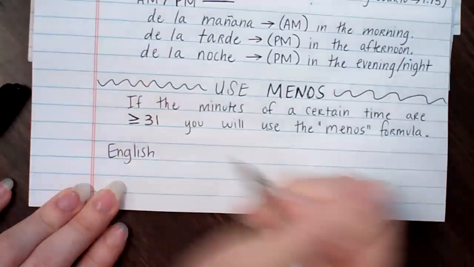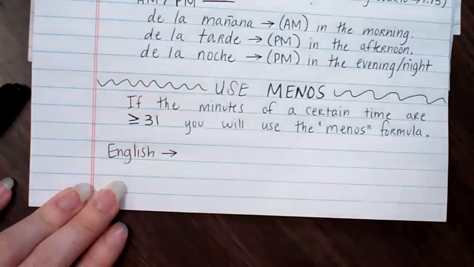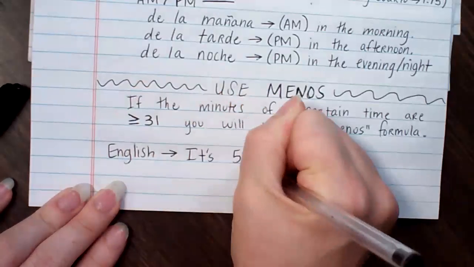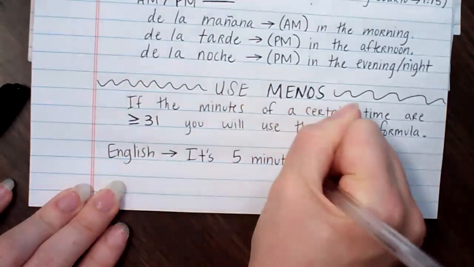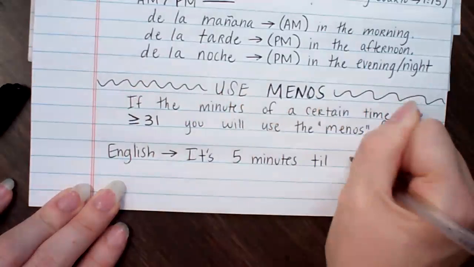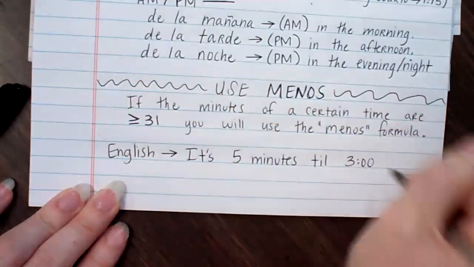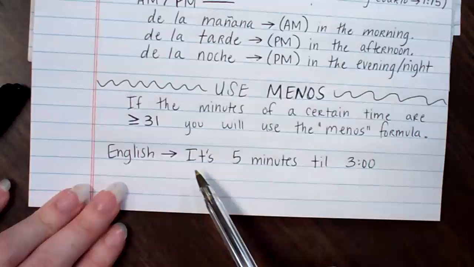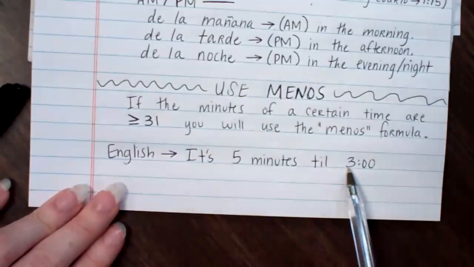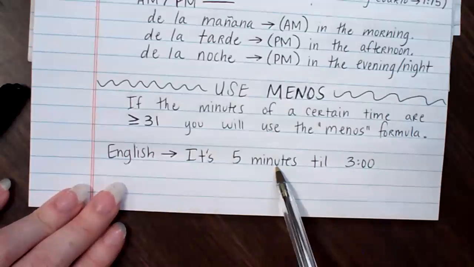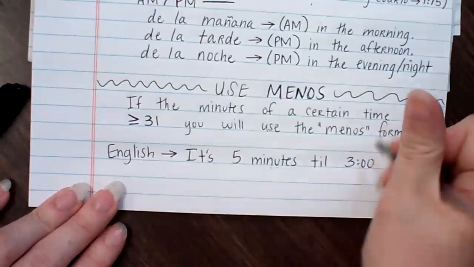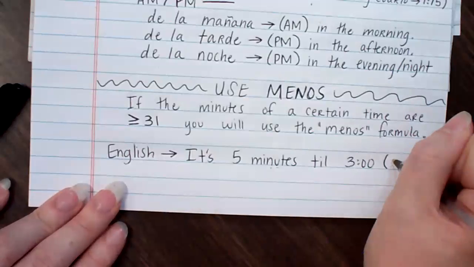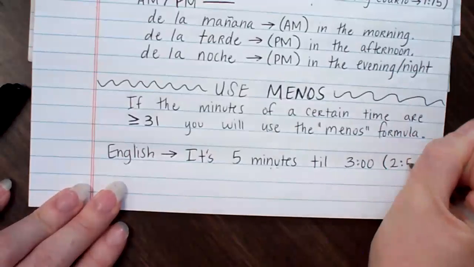I know each of you has heard someone say maybe like, it's 5 minutes till 3. It's 5 minutes till 3. So in your heads, this is like a subtraction problem. It's 3 o'clock minus 5 minutes. So if we do that math, 5 minutes before 3 o'clock is going to be 2:55.